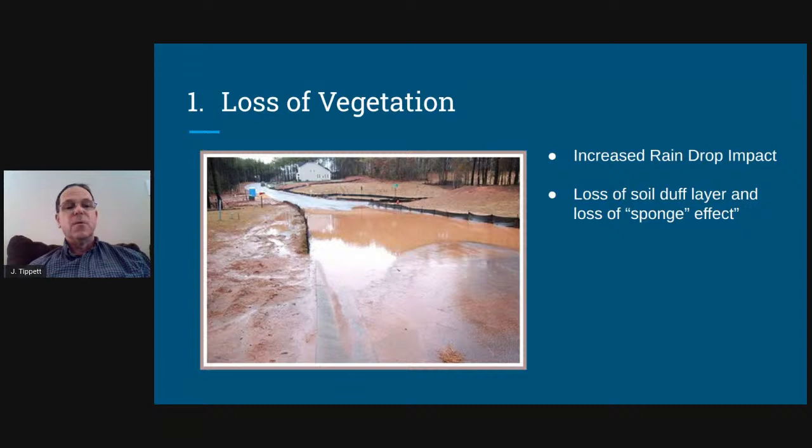And then very quickly, the layer, what they call the soil duff layer on the top, what you see in the forest, a little bit of spongy soil, kind of organic material on the top of any natural soil, gets washed away. So there's no spongy effect, no ability to absorb rainfall. Instead, it's just open, bare dirt, and it can get washed away.